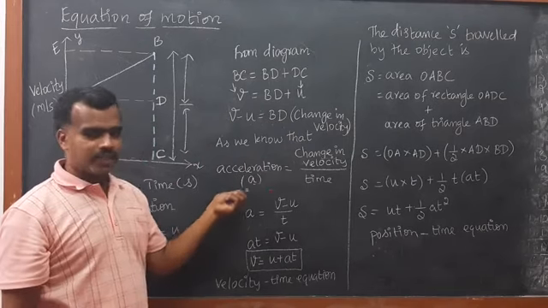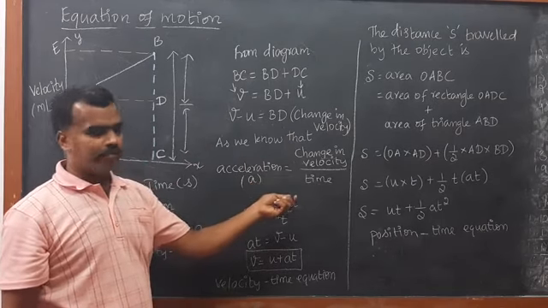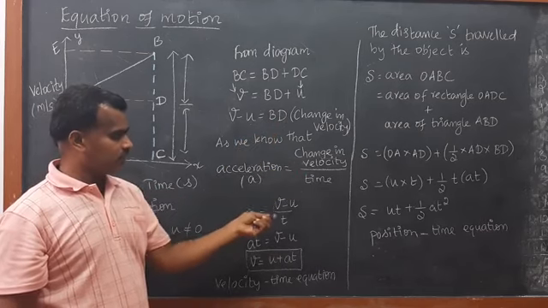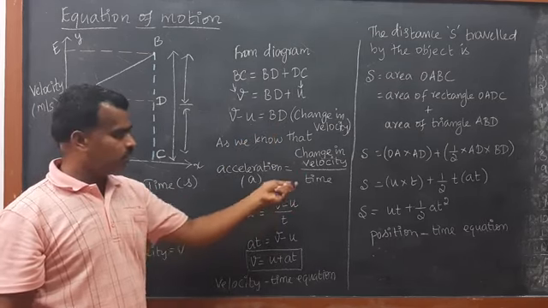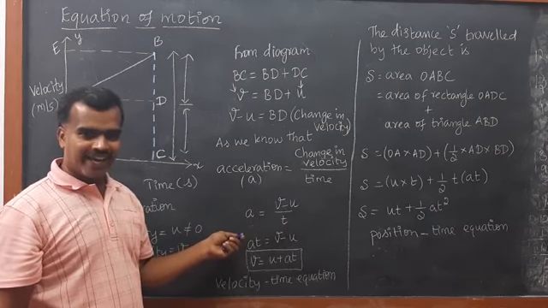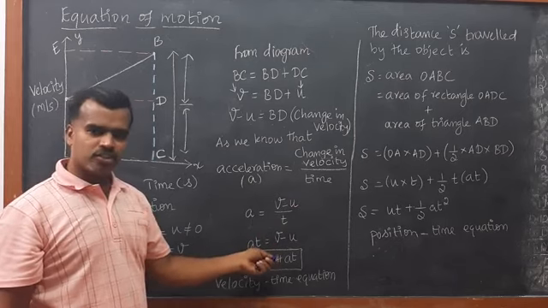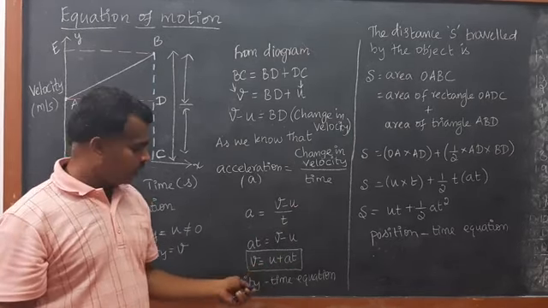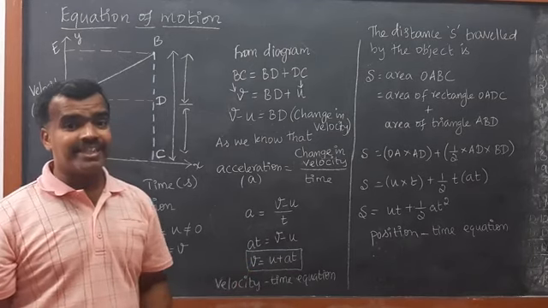So here we wrote acceleration is equal to change in velocity divided by time. So what is BD? I said change in velocity. So instead of change in velocity, we can write V minus U. Time is t. Acceleration is a. So cross multiplying, a into t is equal to V minus U. Therefore, we can write v is equal to u plus at. So this equation is called the velocity-time equation.